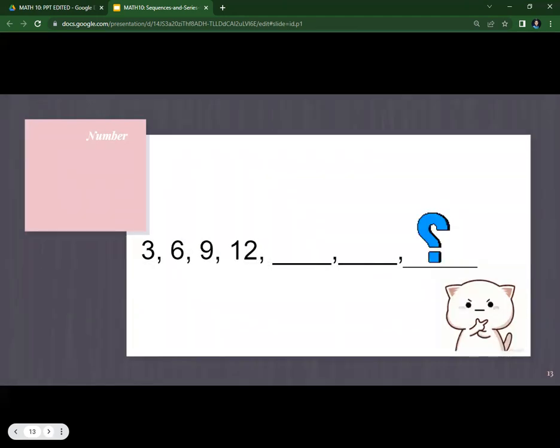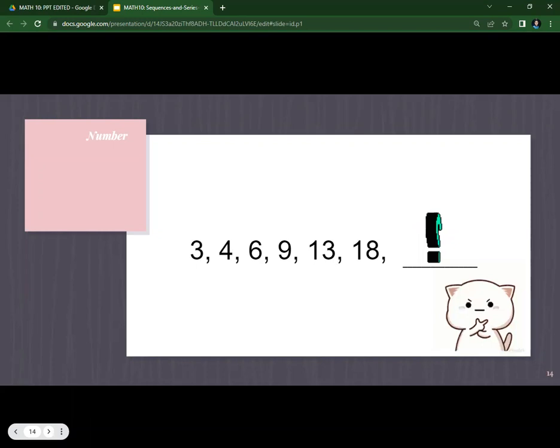Next, we have here 3, 6, 9, 12. Can you guess what is the next number? Very good. It is 21. How about this one? We have 3, 4, 6, 9, 13, 18. What's the next number? Very good. It is 24.